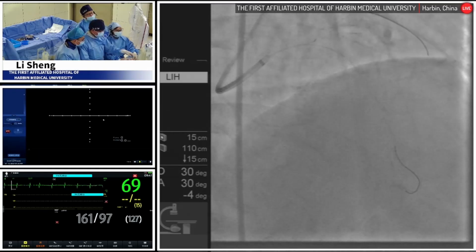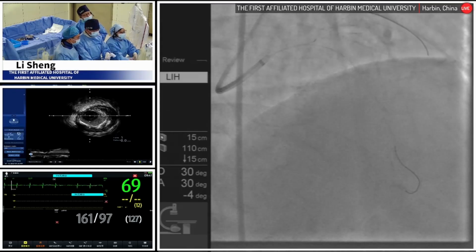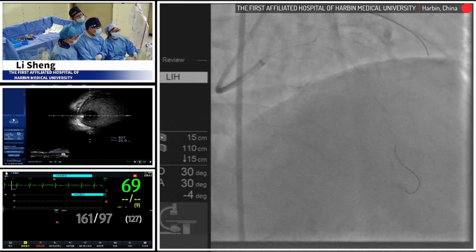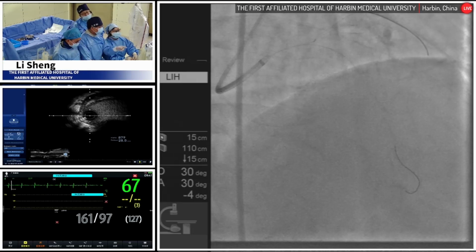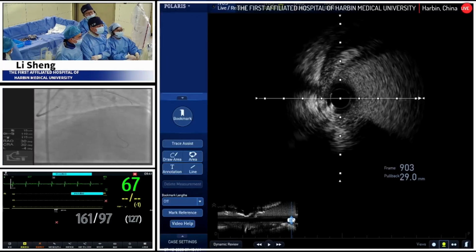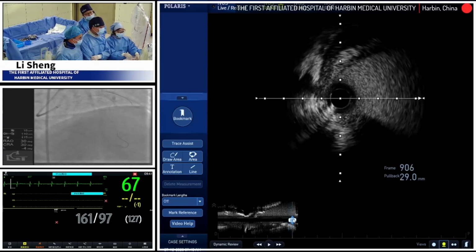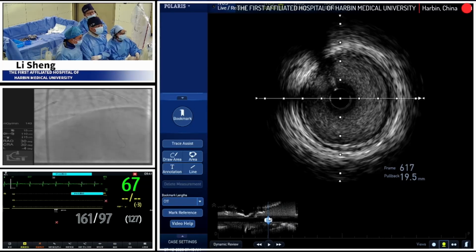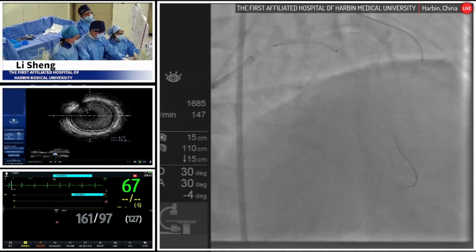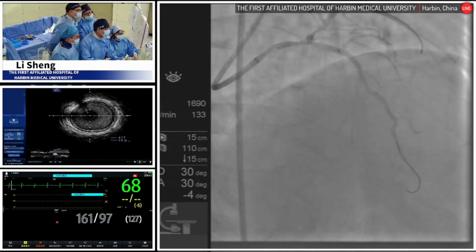So we had to make sure whether or not the ostium of the left main should be covered. Yeah, so recheck the atlas to confirm that. So this is the ostium of the left main. There are some plaques, but I think the lumen is big enough. I think you can put the stent a little bit further.